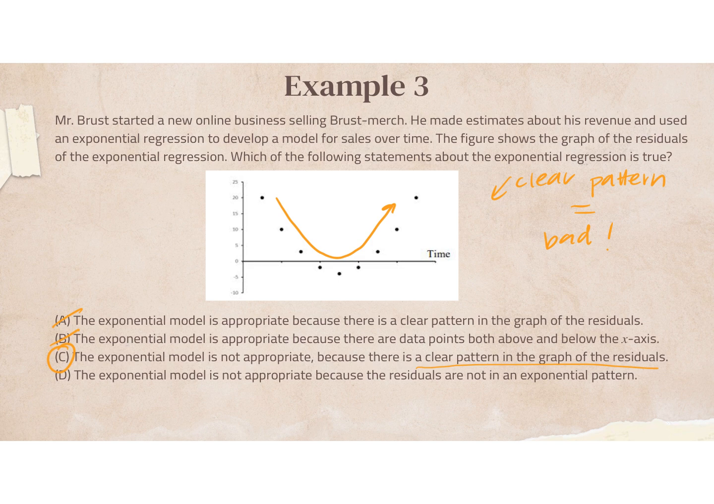There's a clear pattern within this residual plot. It almost appears quadratic, so this is not a good model. So I'm looking between options C and D. The correct choice is C.